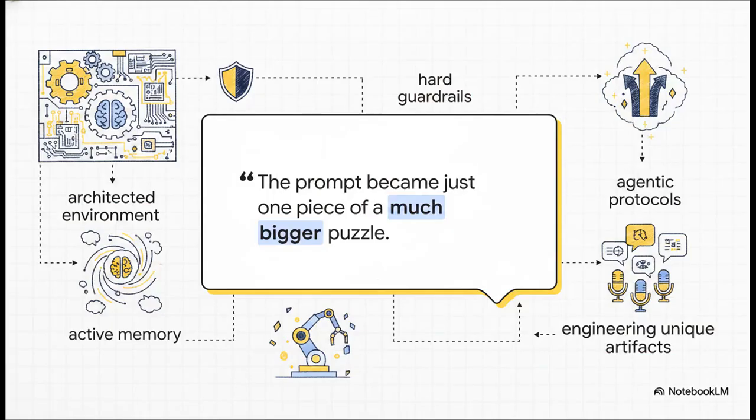I love this quote. The prompt became just one piece of a much bigger puzzle. That perfectly summarizes our entire journey in this explainer today. To get real, scalable value out of Claude, you have to architect the whole environment, not just write a clever sentence. We've officially moved from simply typing text into a little box to orchestrating artifacts, establishing hard guardrails, managing active memory, securing agentic protocols, and engineering highly unique voices.